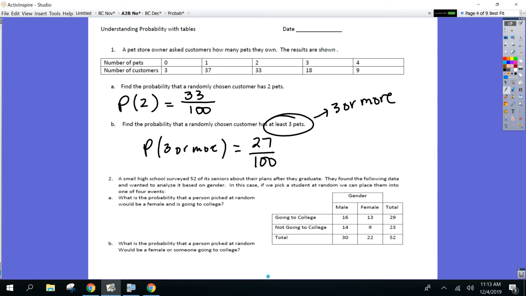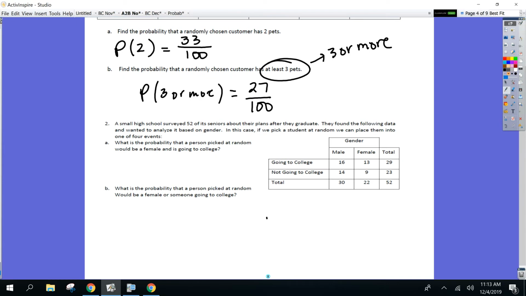All right, now you're going to start getting introduced to what's called a two-way table. Meaning you got some information on the left, some information on the top. On the left are people going to college, not going to college. On top is their genders. Now it gets a little bit more tricky. So we're going to pick a student at random, female and going to college.